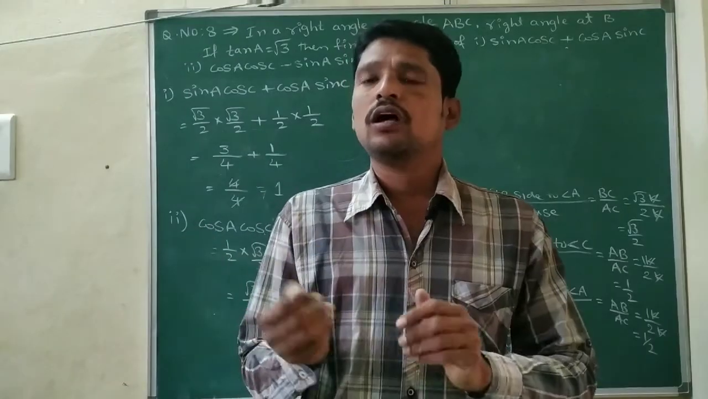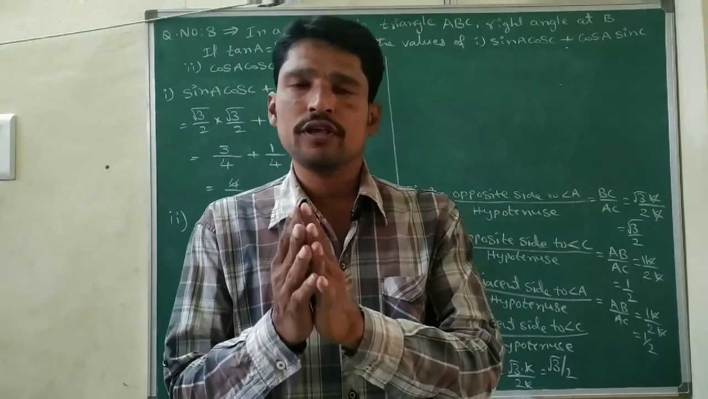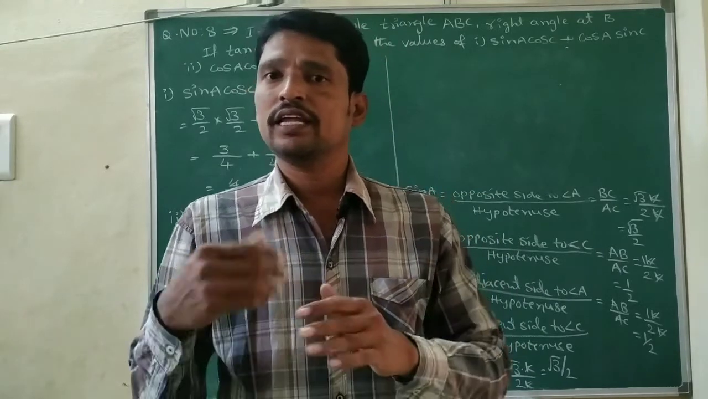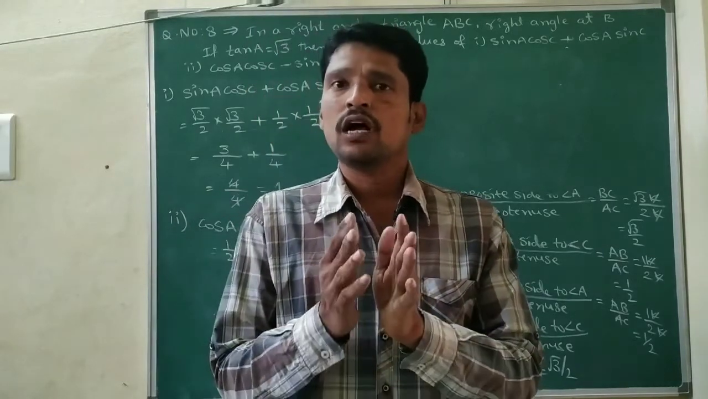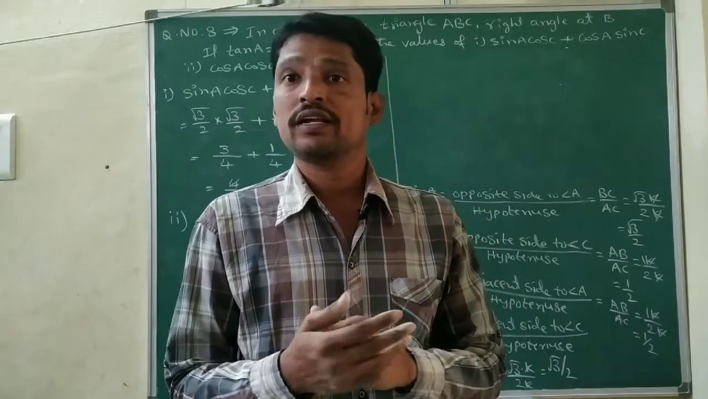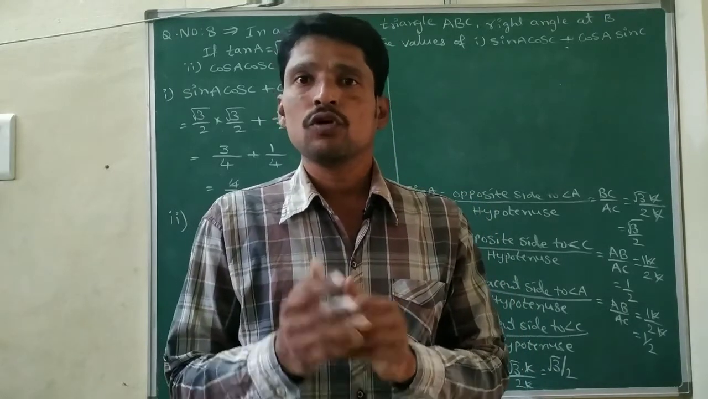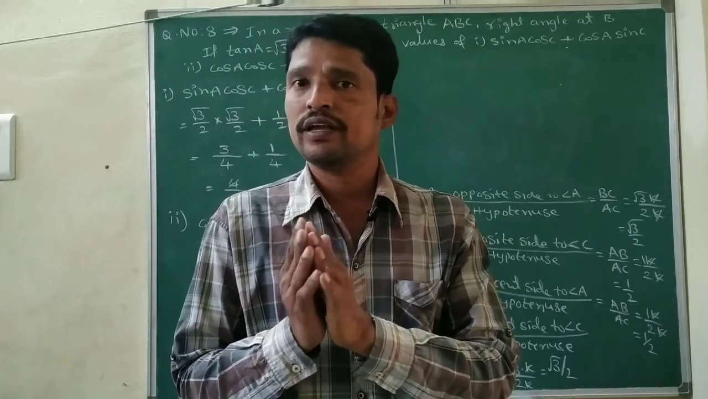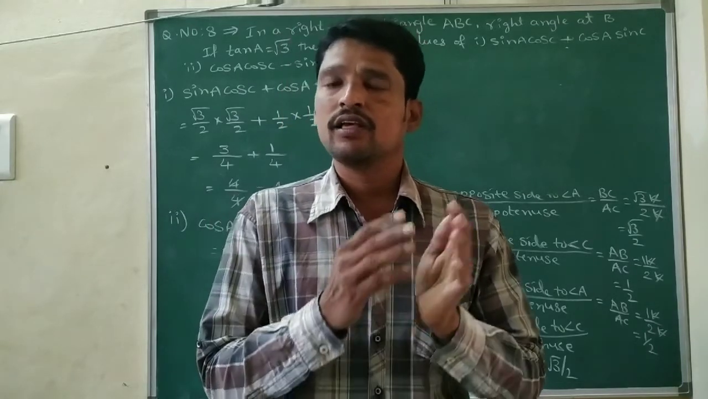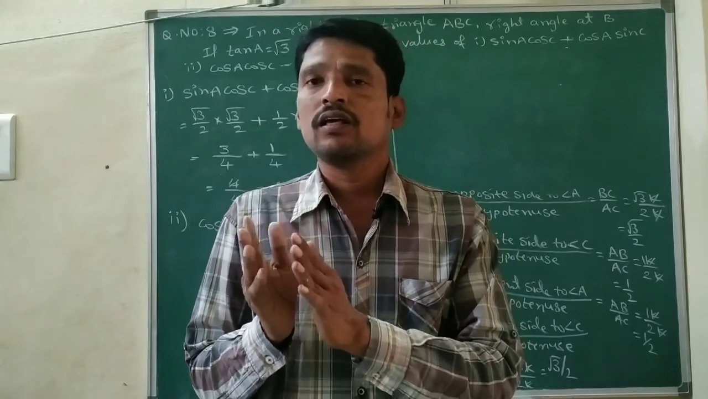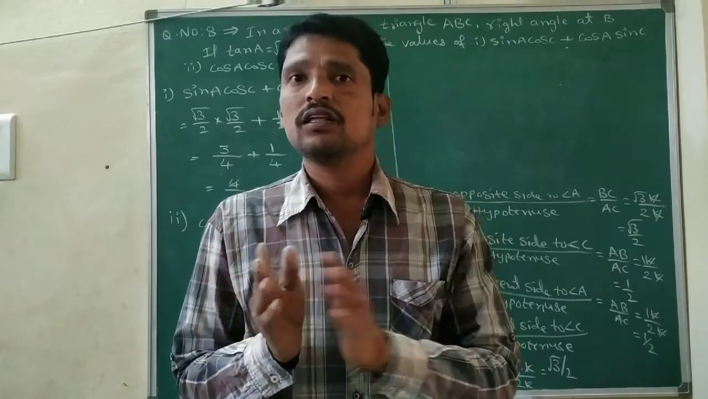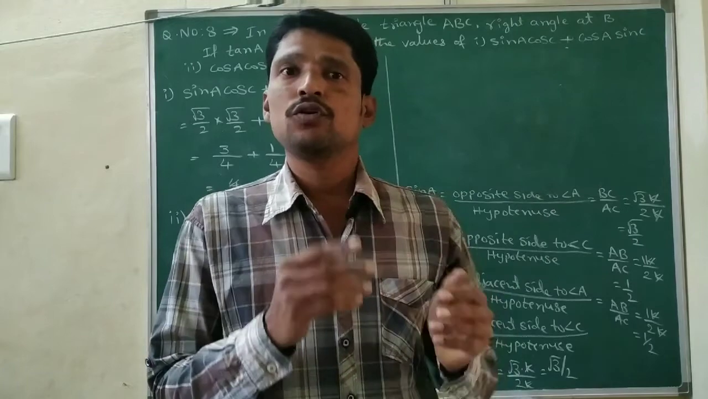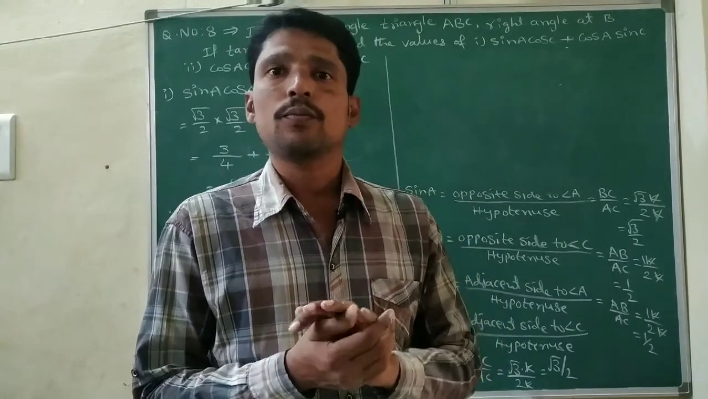We have seen how to solve the problems by using trigonometric ratios. In the next video, we will see how to solve the problems by using trigonometric values. The trigonometric values are for 0 degrees, 30 degrees, 45 degrees, 60 degrees and 90 degrees: sin, cos, tan, sec, cosec and cot. We need to use all these values to solve the problems.